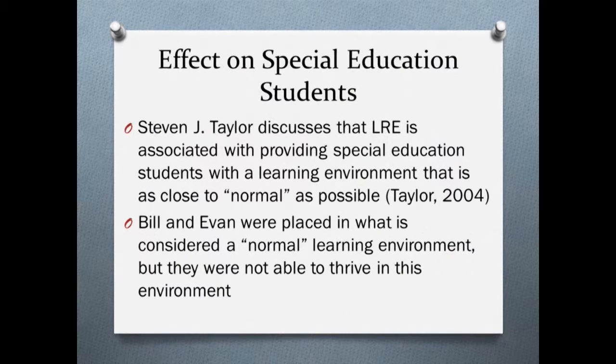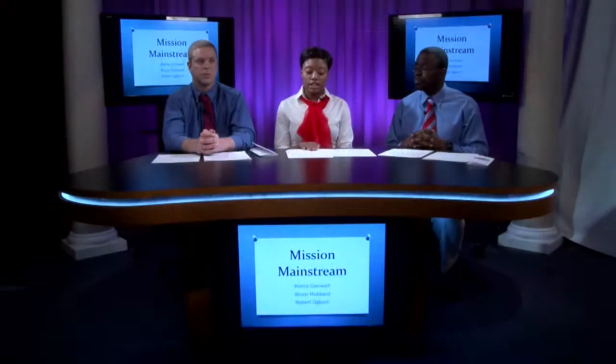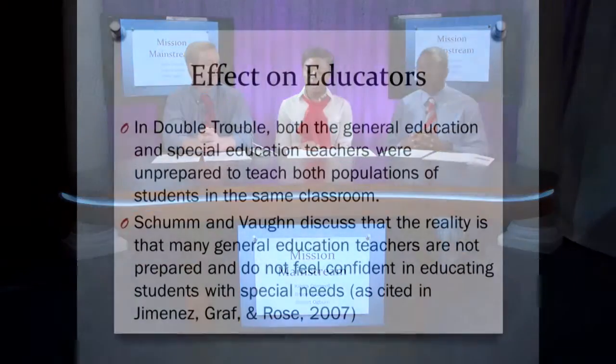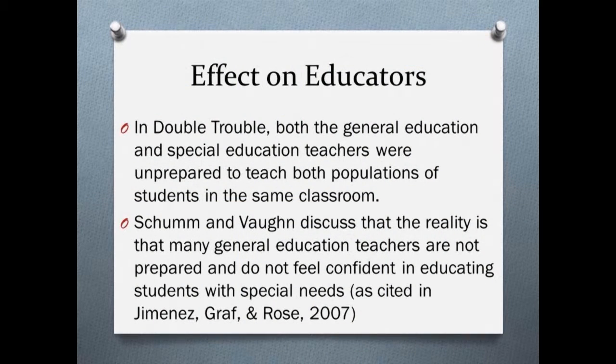Both students were placed in what was considered a normal learning environment, but neither was able to thrive in this environment. Evan was literally getting lost in the classroom, and he was not receiving the attention that he needed. Bill was in an environment that was way too stimulating for him, and he was not able to focus on his work. Both students would benefit more from being placed in a learning environment that is able to nurture them and give them the attention that they need.